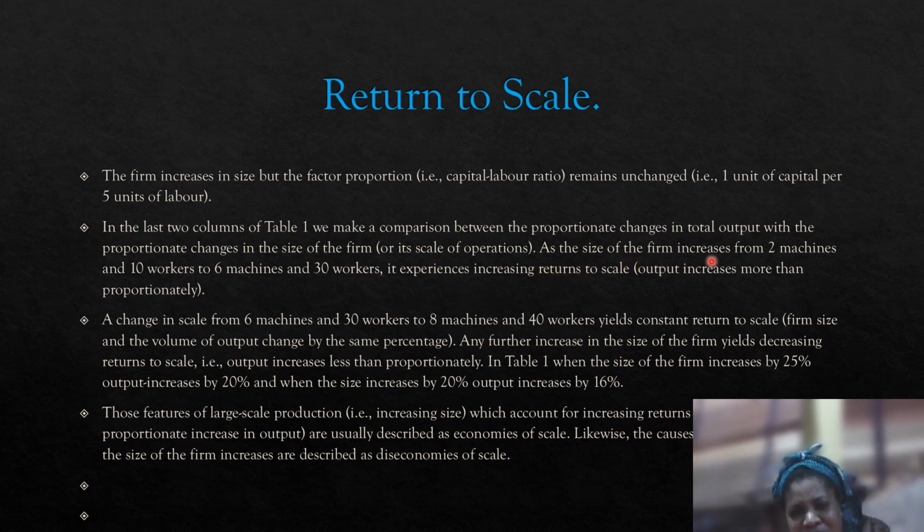As the size of firm increases from 2 machines and 10 workers to 6 machines and 30 workers, it experiences increasing returns to scale. Output increased more than proportionately.